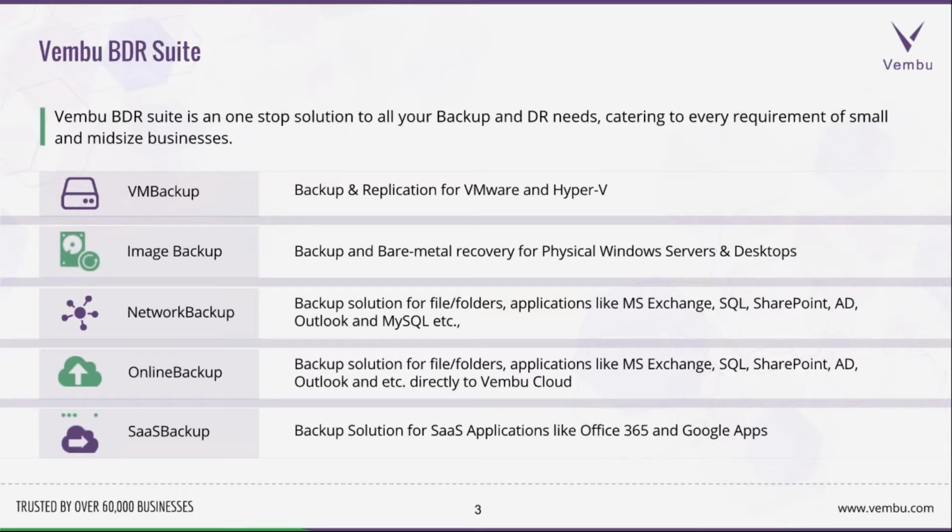Vembu Online Backup is purely a backup solution where you can directly back up the data to our cloud, Vembu Cloud, and using this you can do a granular file folder level backup and application level backup like Exchange, SQL, SharePoint, Active Directory, Outlook, etc. Vembu SaaS Backup is a backup solution for SaaS applications like Office 365 and Google Apps.